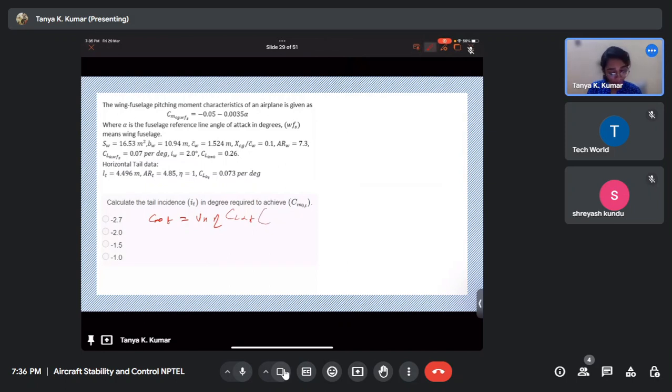So it will be I wing. In this case, you have a wing setting angle, and then you have epsilon naught minus I tail. Yeah, try doing it now.